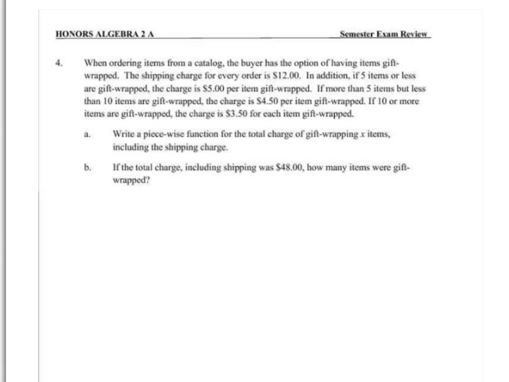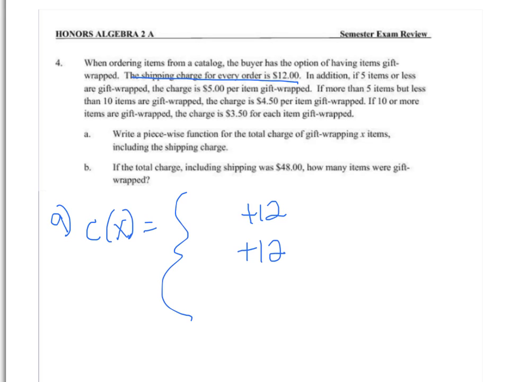Now for number 4, we have to write our equation for A. So the cost, if it's a shipping charge for every order, it's $12. So it's automatically going to be plus 12. $5 per item, so that's 5x. And that's for 5 items or less. So x is less than or equal to 5.